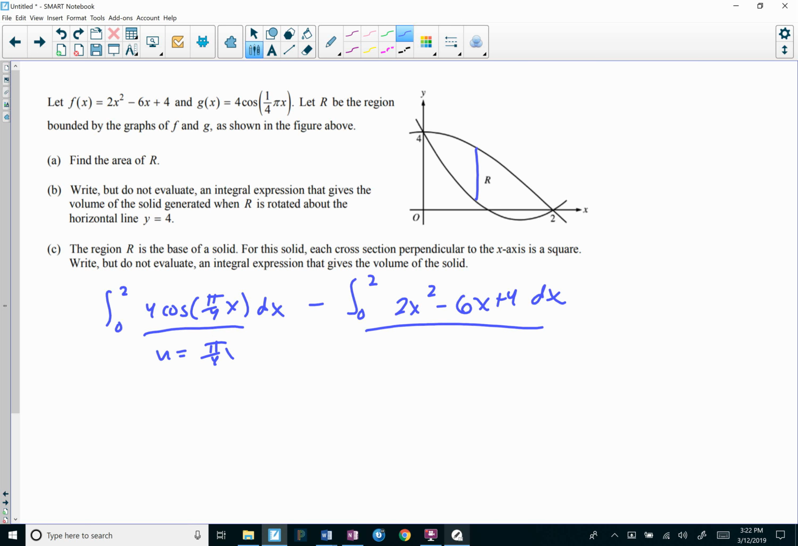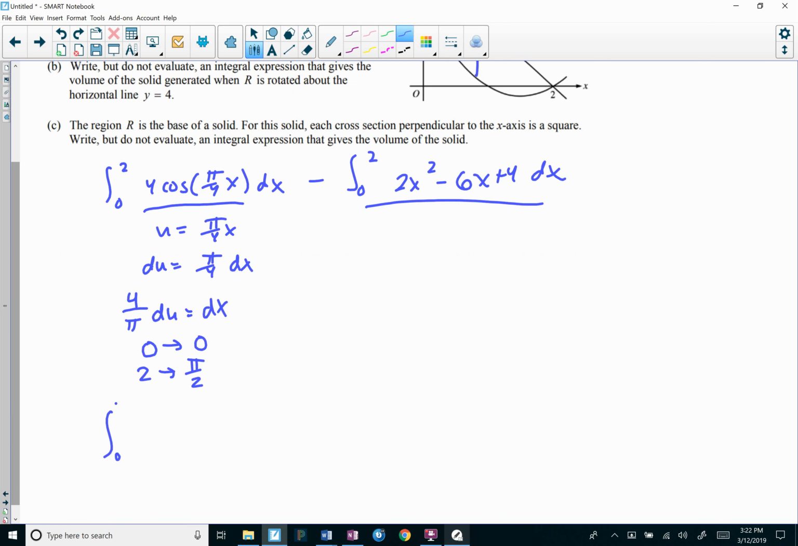So I'm going to do a little substitution. U is pi over 4x. du is pi over 4 dx. So 4 over pi du equals dx. 0 becomes 0. 2 becomes pi over 2. So I have the integral from 0 to pi over 2 of 4 cosine of u times 4 over pi du. I'm going to pull that out, and that'll give me 16 over pi. My antiderivative would be sine u, going from 0 to pi over 2.